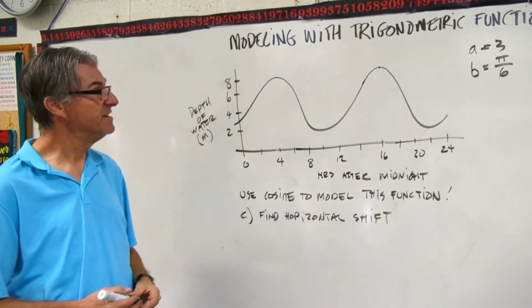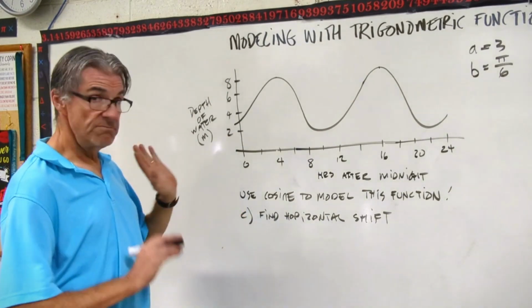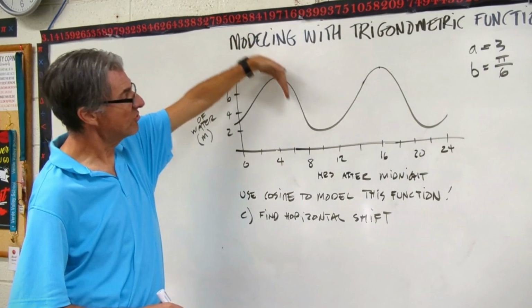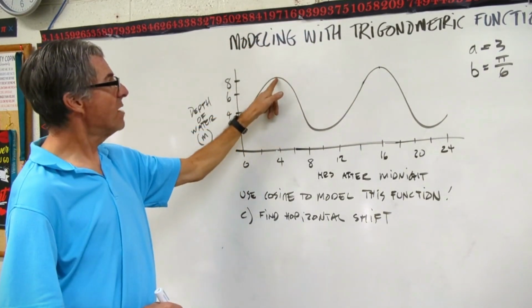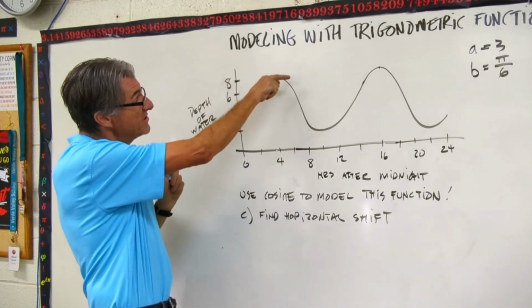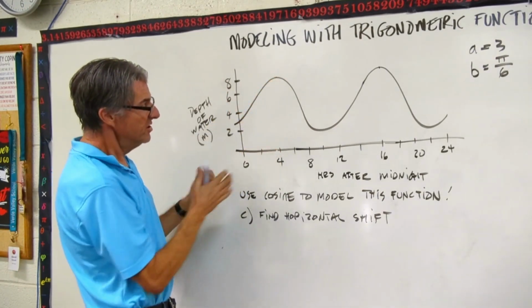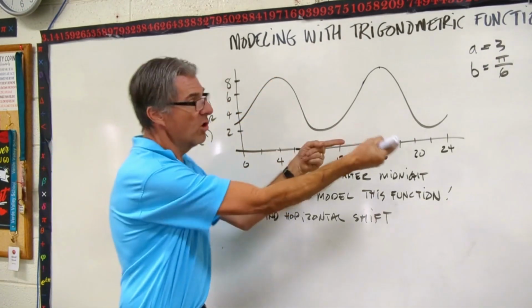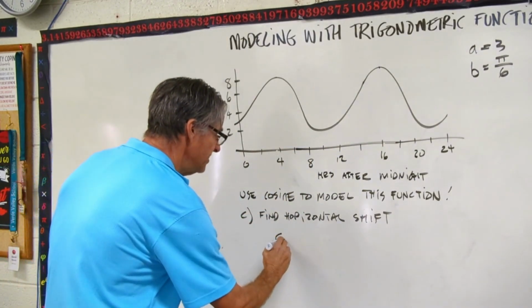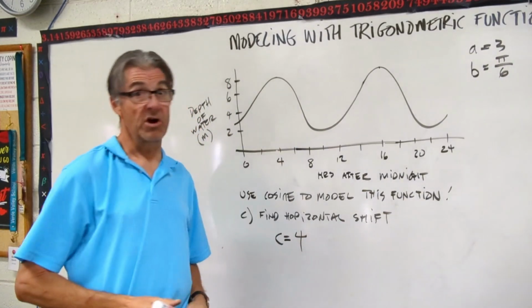Okay, let's see how you did. The basic cosine function always starts at the max and drops down. Now, our max is shifted 4 to the right. It's 4 positive. So the max is here. So we've shifted the function 4 to the right. Okay? So our C term is 4.